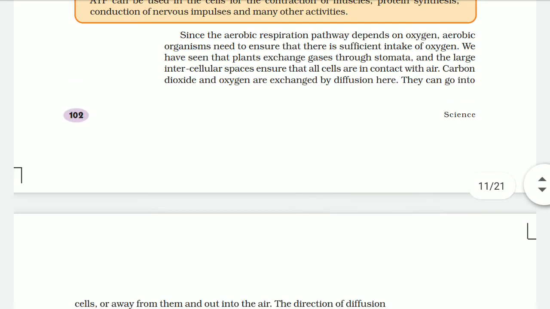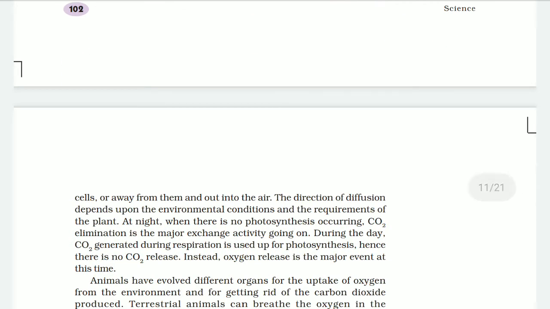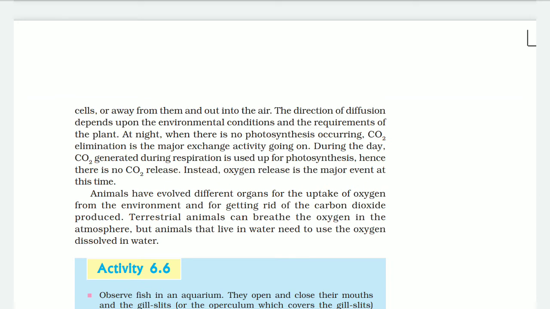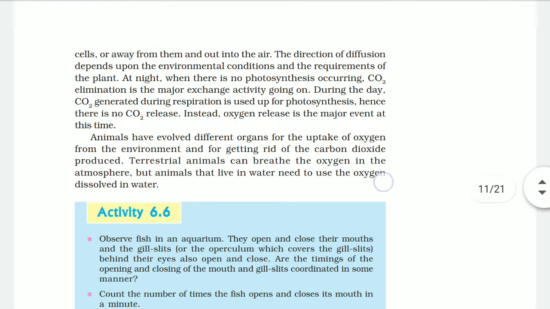Here the respiration pathways depend on the oxygen intake by the living organism from the environment. The exchange of gases takes place during the process of photosynthesis. Carbon dioxide is taken in to make food, but at night, when there is no photosynthesis taking place, carbon dioxide is eliminated by the plants. Animals have different organs, and they take in oxygen from the environment and remove carbon dioxide from their body.